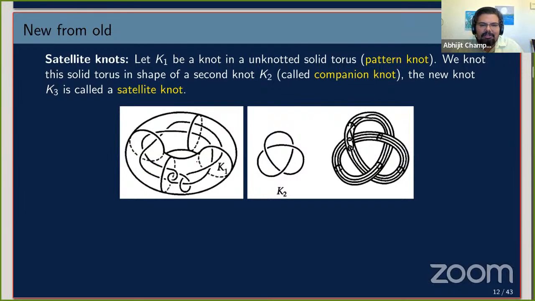So there is a pattern knot here, which is the knot in the solid torus. And then you take the solid torus and knot it in three-space, which is the companion knot, K2. And now you look at this image of K1 inside here. It has some knottedness from itself being in the solid torus, and then it has the knottedness from K2. So this type of knot is called a satellite knot.